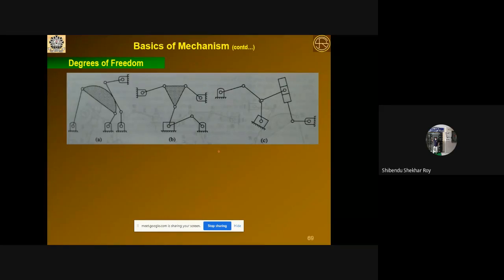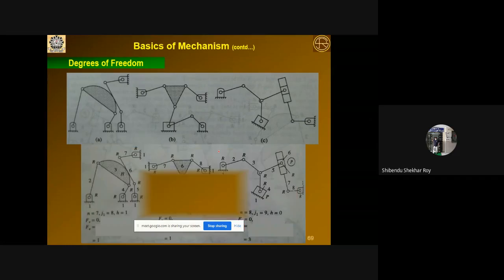So try to find out the degrees of freedom of this planar mechanism the same way. Here also everything is given to you. You have to put the value in the equation, and if you are unable to operate a calculator, it is very unfortunate.